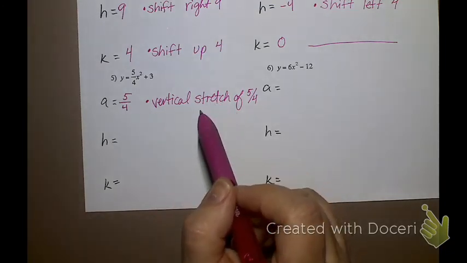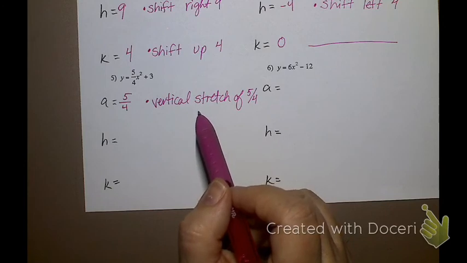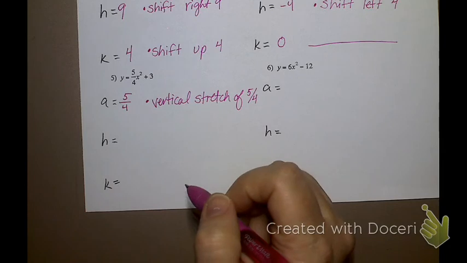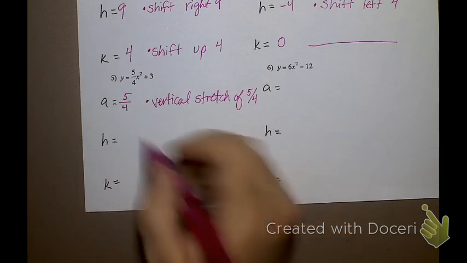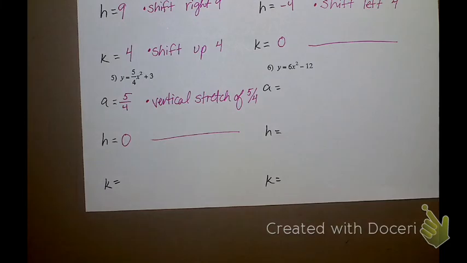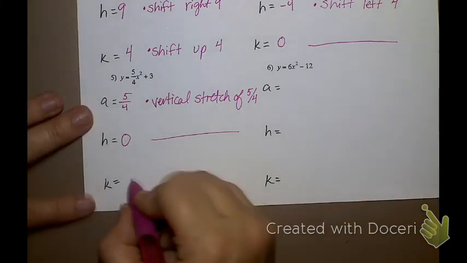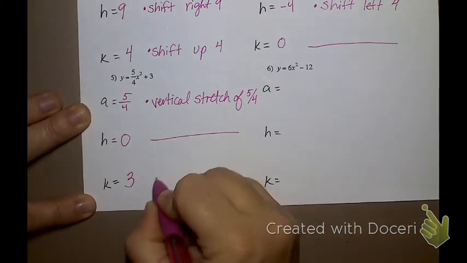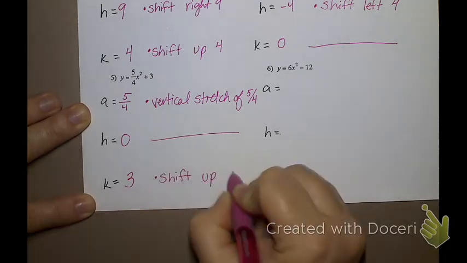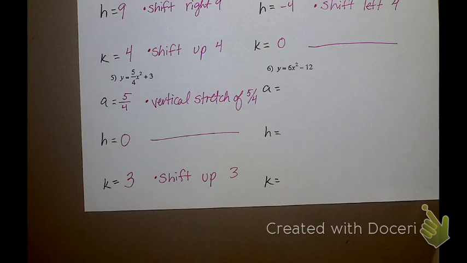Is there a reflection? Nope, because it's not negative. What's my H value? 0. There's no parentheses, is there? So H is 0. What's my K value? So I have a what? Shift up 3. Easy.